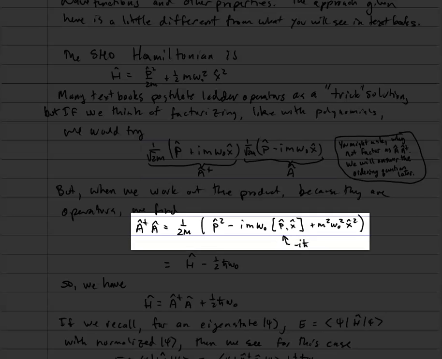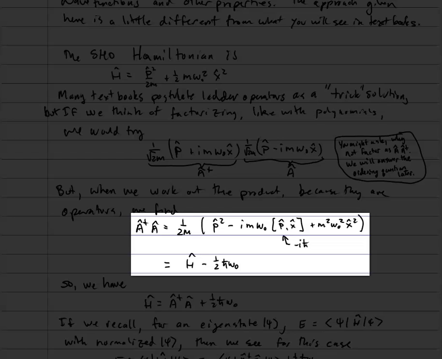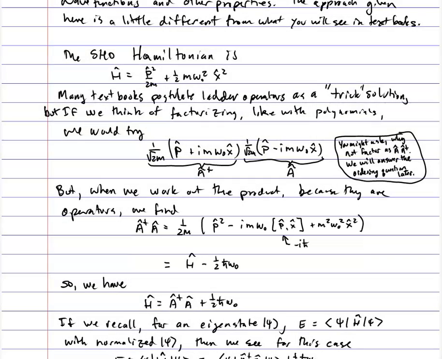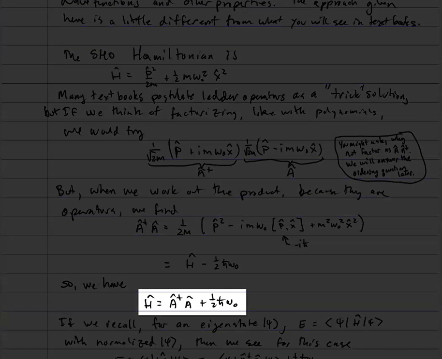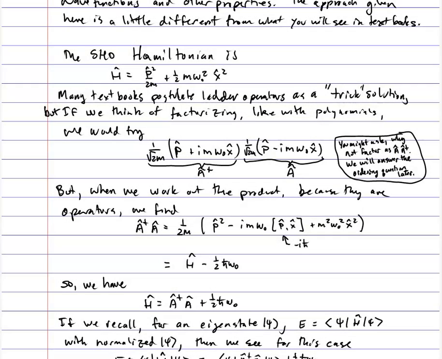Now that commutator can be easily evaluated. The commutator of p with x is just minus i h bar. So that's just a number. We can plug in the numbers and simplify, and we find that a dagger times a is equal to the Hamiltonian minus 1/2 h bar omega 0. So that only differs by a constant. I can add 1/2 h bar omega 0 on both sides, and now I have found that the Hamiltonian is given by a dagger a plus 1/2 h bar omega 0. Now these are capital A's. They're different from the raising and lowering operators that you might be familiar with. We'll get to how you get back to the ones you're more familiar with a little bit later in the lecture.